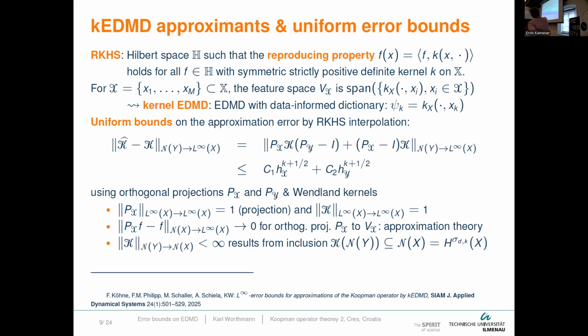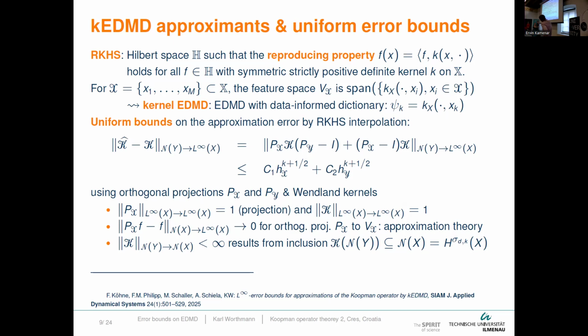But here, that's the reason why we use these Wendland kernels, in order to leverage approximation theory to get this plus 1/2. You could do it with Matern kernels as well, then you lose an order there. And that was a key step for us.